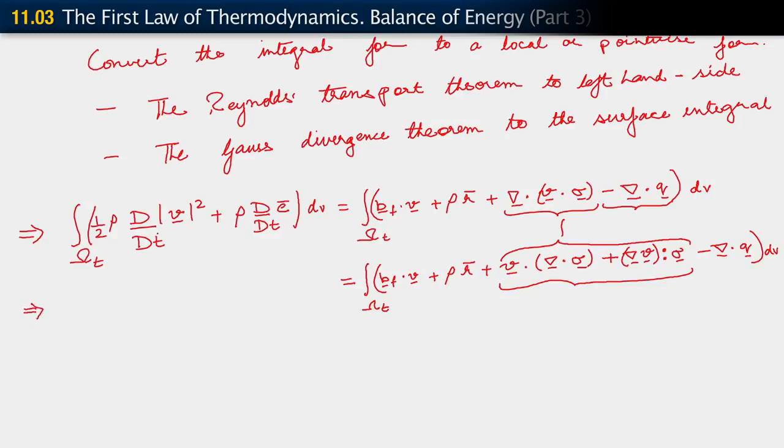What I'm going to do is apply d/dt to v squared. When we do that, we get the integral over omega t, rho. The half and 2 get cancelled out, but let me write that out here. Okay, chain rule.